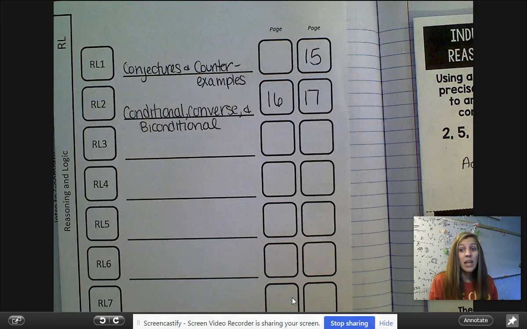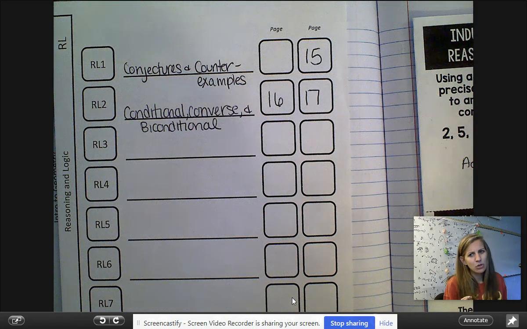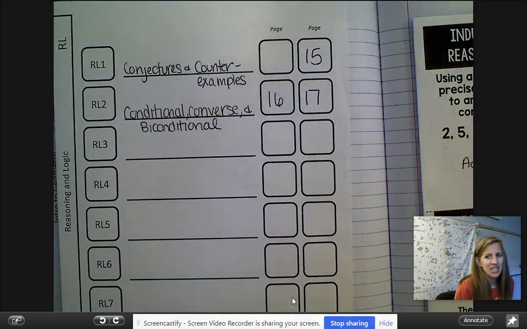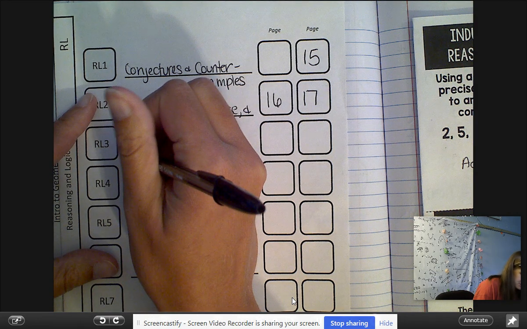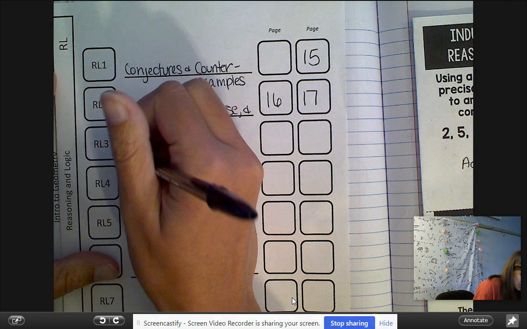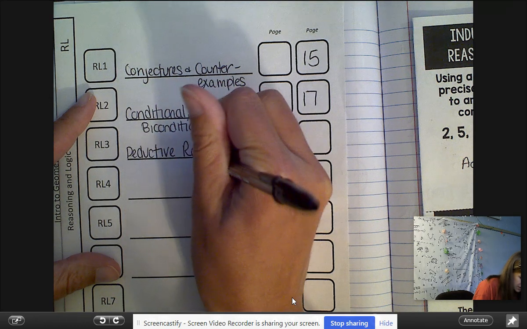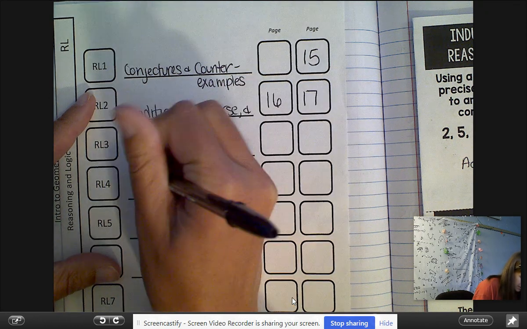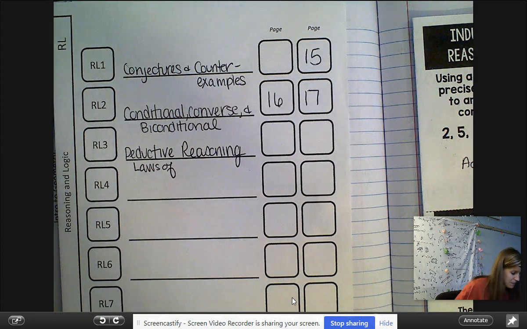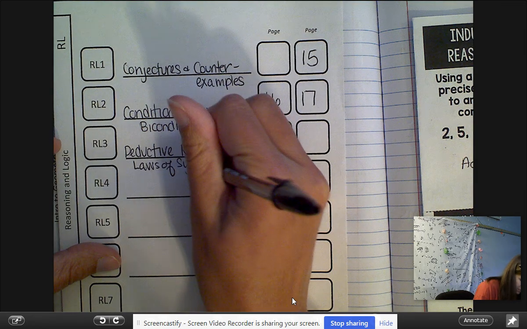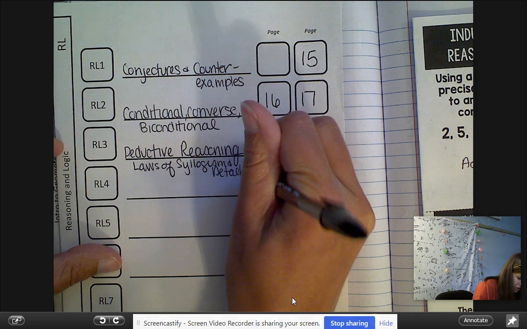Deductive reasoning will prove that something is always true. So that's why we want to use deductive reasoning. Like if you think about Sherlock Holmes, he uses a lot of that. So we have deductive reasoning, which includes two laws. Deductive reasoning, laws of, and they're kind of funky words, syllogism and detachment. We're going to talk about these two different laws.